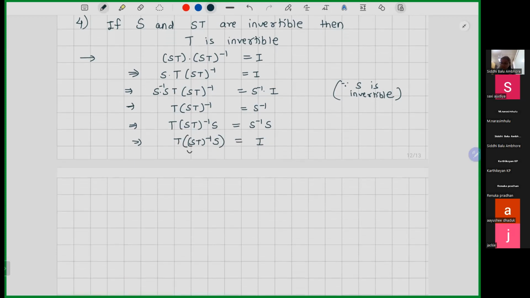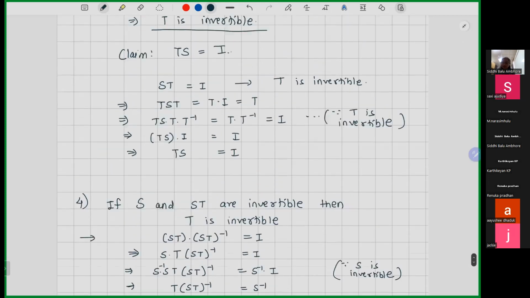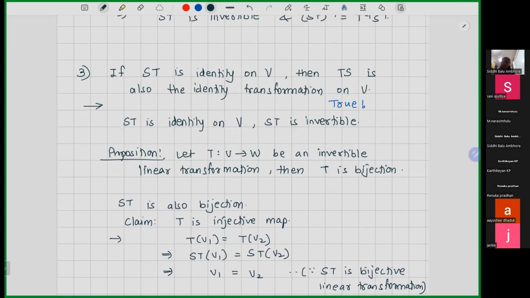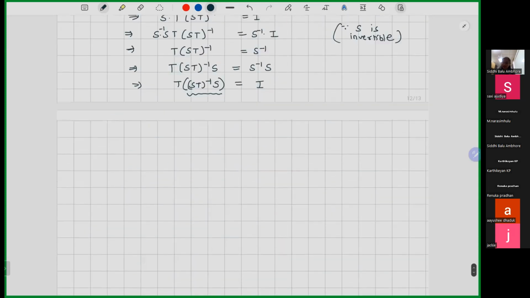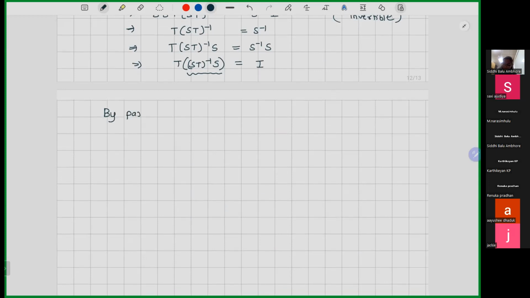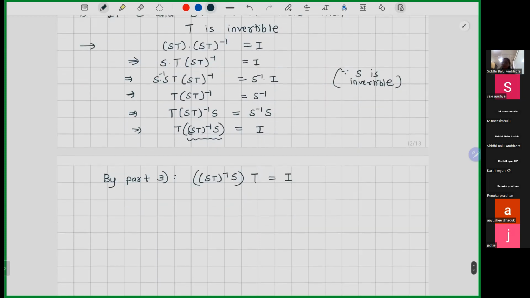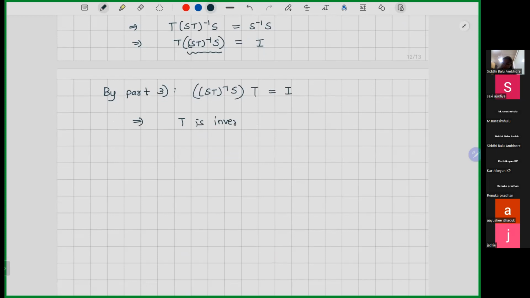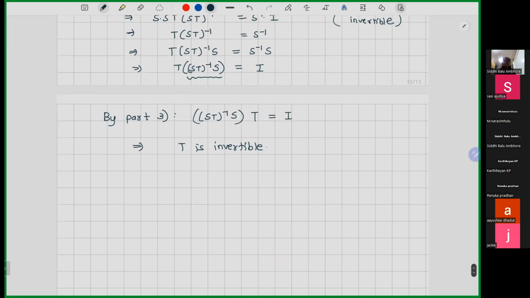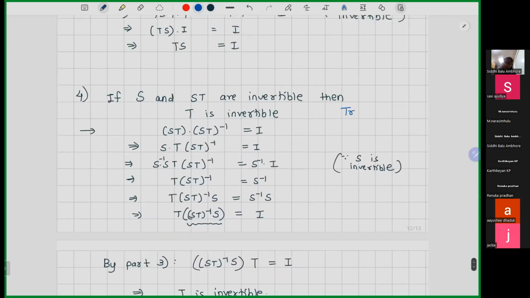Okay, I got that. So this is some linear transformation such that when T is composed with this new linear transformation, I get identity. And from the third part, which we proved just now, if ST is identity, then TS is also identity transformation. So by part 3 of this question, what I get is that ST inverse S times T is also identity. I'm just using the previous part. If you don't want to use that, you can start with ST inverse times T and you will get that this element into T will be identity. So this implies that T is invertible, because I obtained a linear transformation such that when I compose it with T on left and right, I get the identity transformation. Okay, so this statement is actually true.